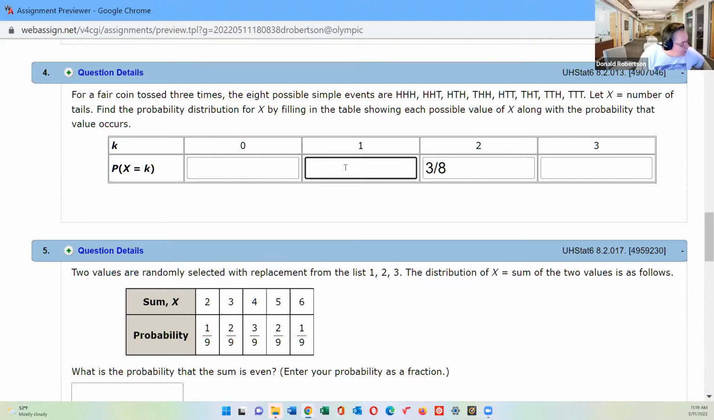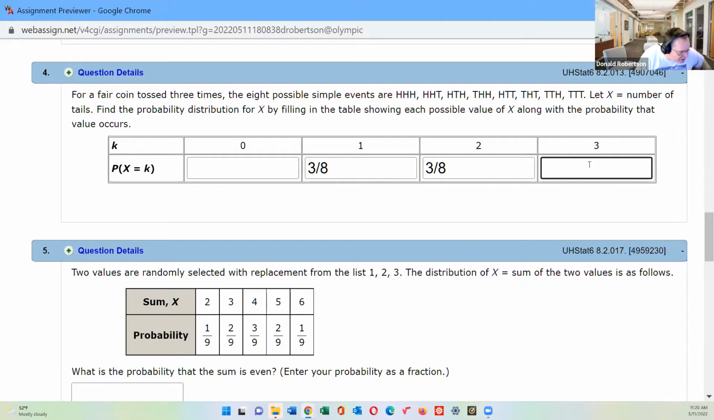How about getting 1 tail? How many out of the 8 would that be? Exactly 1 tail. Okay, I see one of them there. I see a second one there. I see a third one. You agree all of them are one tail? Yeah, I overlooked the first one. I didn't see the first one. Sorry. No, you shouldn't be sorry. I miss more than you do.